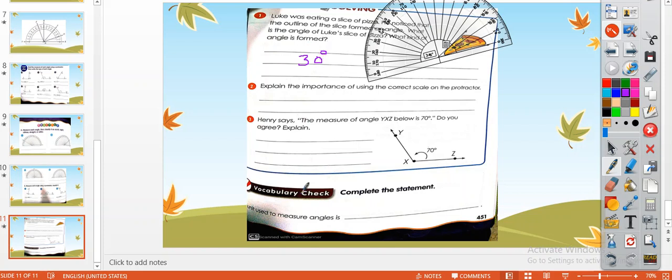Okay, the last question here, the vocabulary check. What is the unit used to measure the angle? What is this unit called? Yes, degrees. So the unit measured is called degrees. The unit used to measure angles is called degrees.